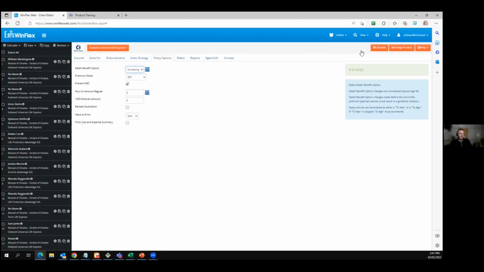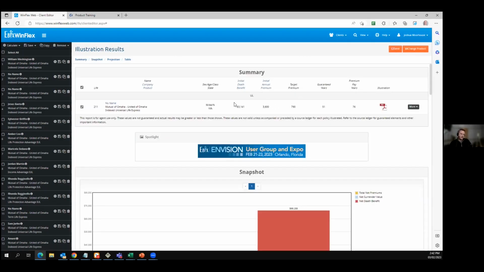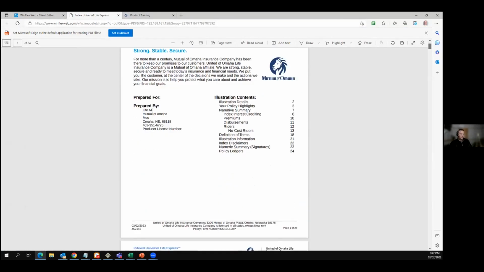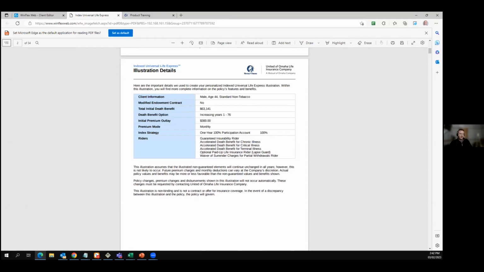And then you can calculate from there. Go through, it'll tell you your initial death benefit of that 63,141. Your illustration's going to come here. Be able to click on that, and then get a summary page here.